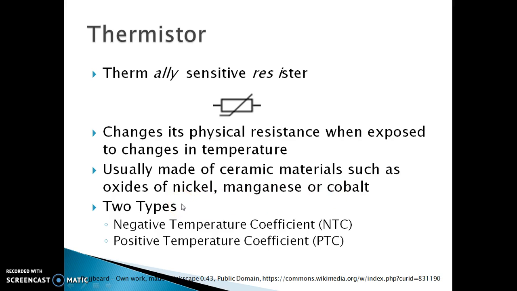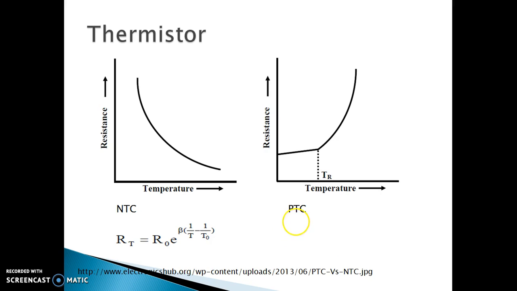So there are two types of thermistors. One is the negative temperature coefficient thermistor and another is the positive temperature coefficient thermistor. These both are separated by the way they work. So in the negative temperature coefficient, the resistance decreases with increase in temperature. But observe, it's not a linear change. And in case of positive temperature coefficient, for a small range, it is linear. And with increase in temperature, the resistance increases.